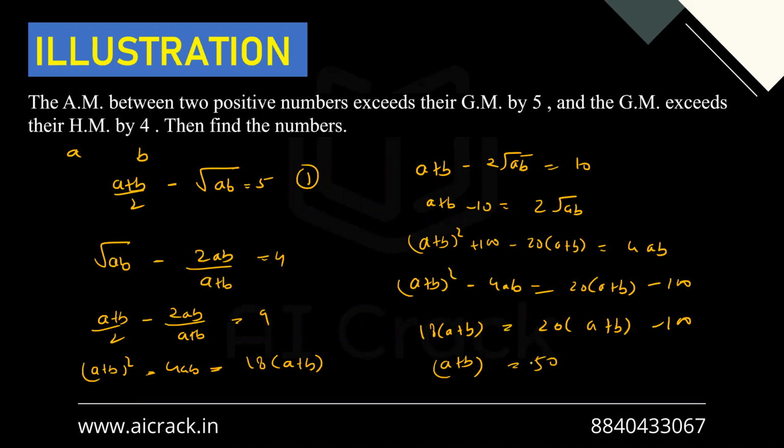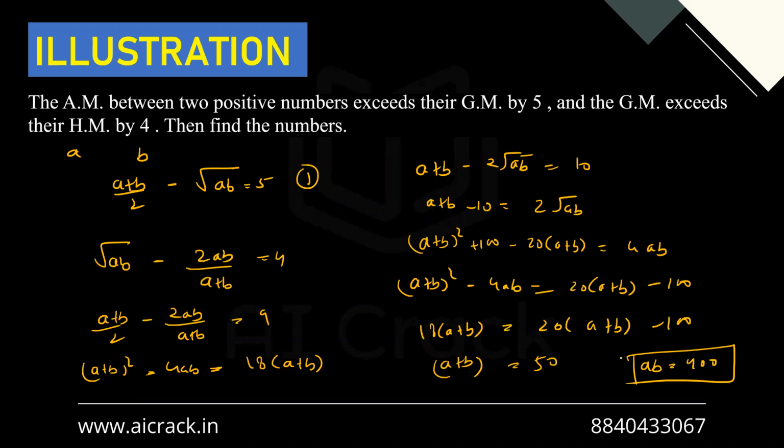Now if I'm getting A plus B as 50, I'll replace this value over here. So that would become 25, 25 minus 5, that is 20. 20 equals root AB. So basically AB equals 400. So I'm getting AB equals 400 from there. A plus B equals 50, AB equals 400.